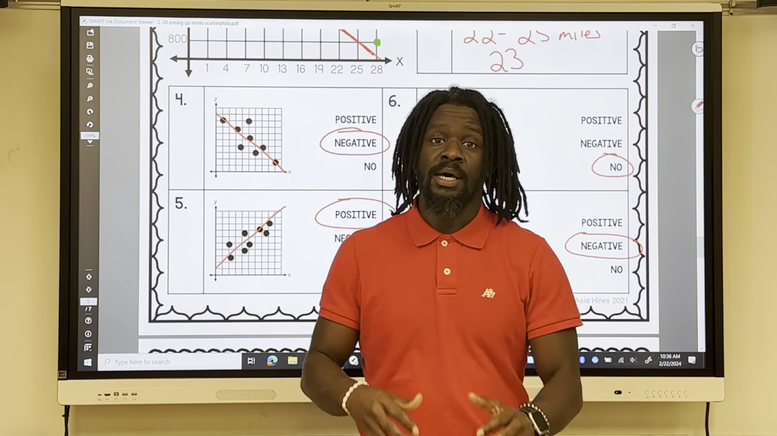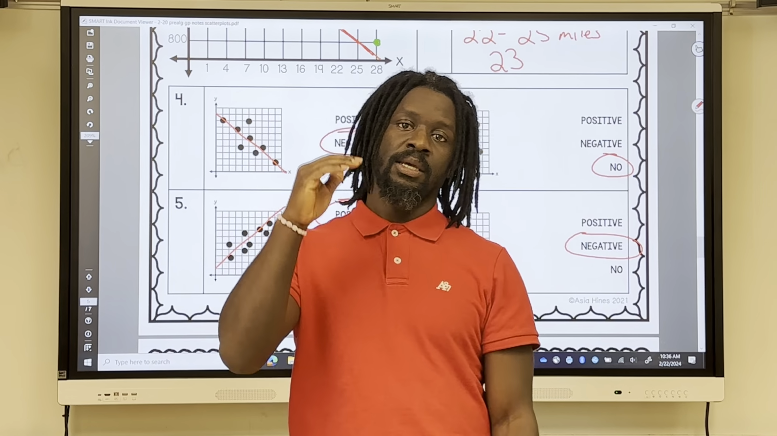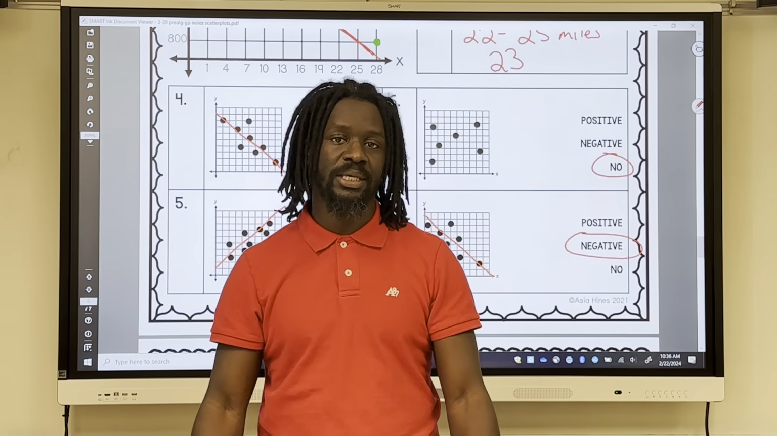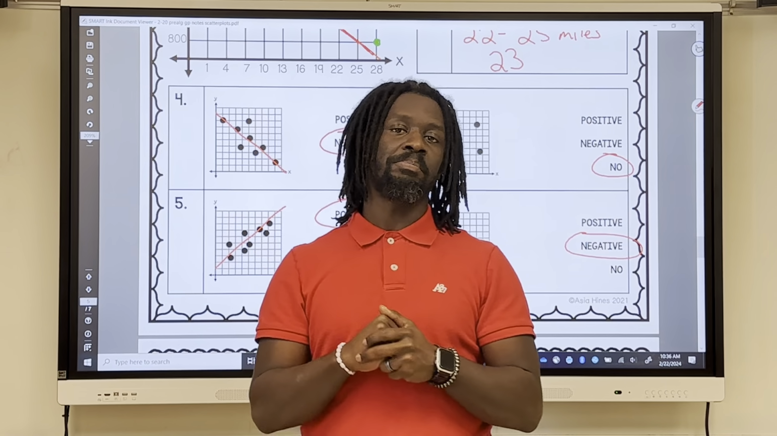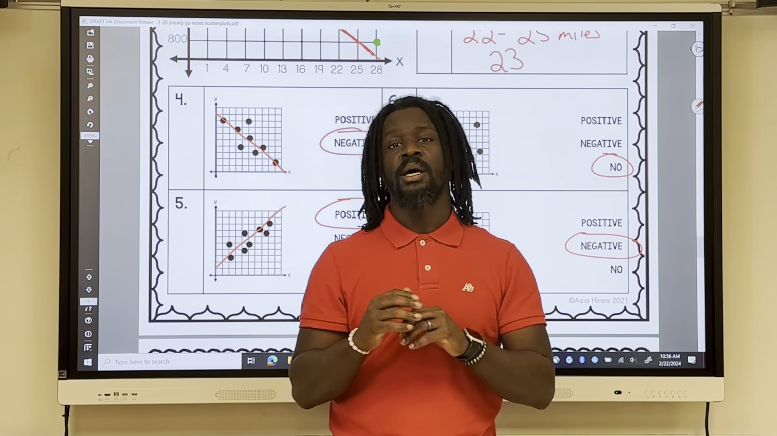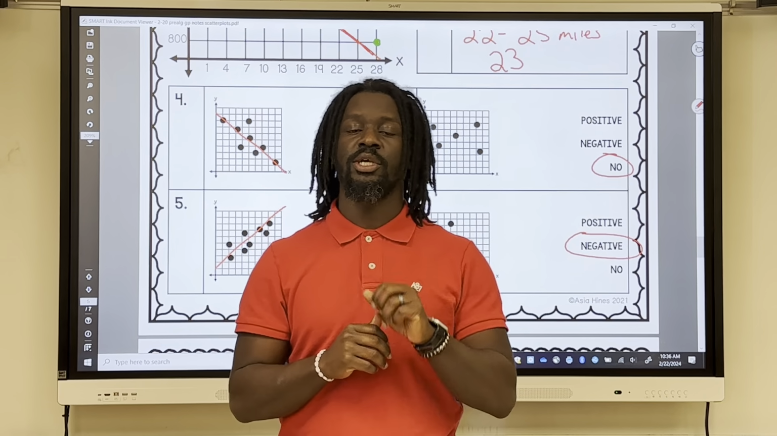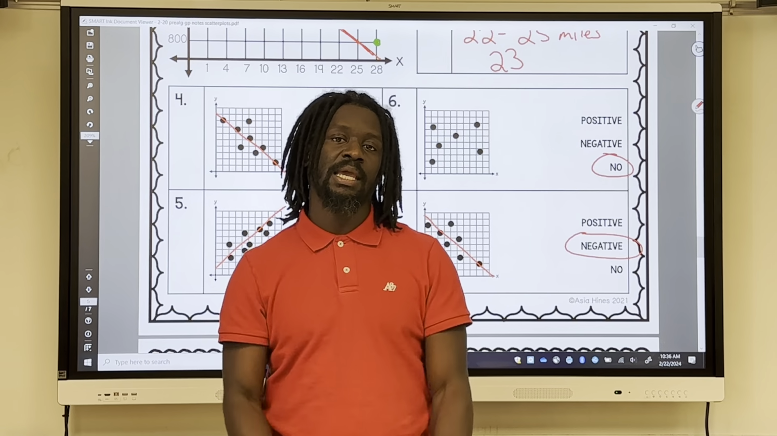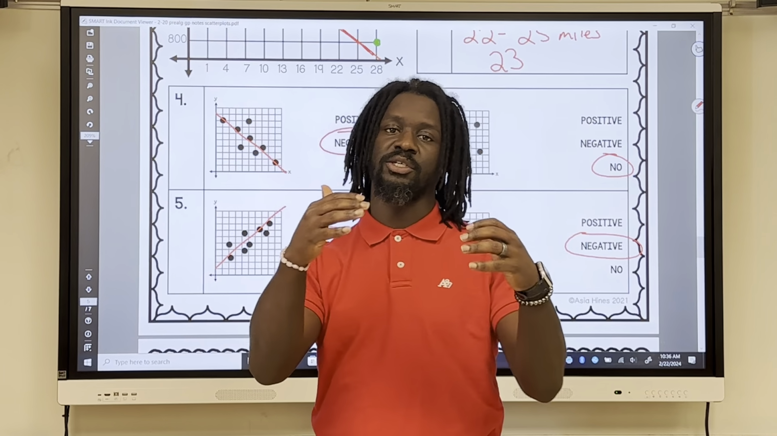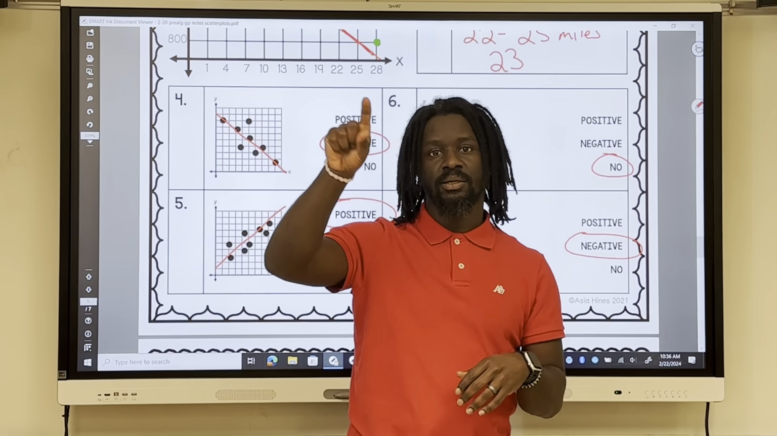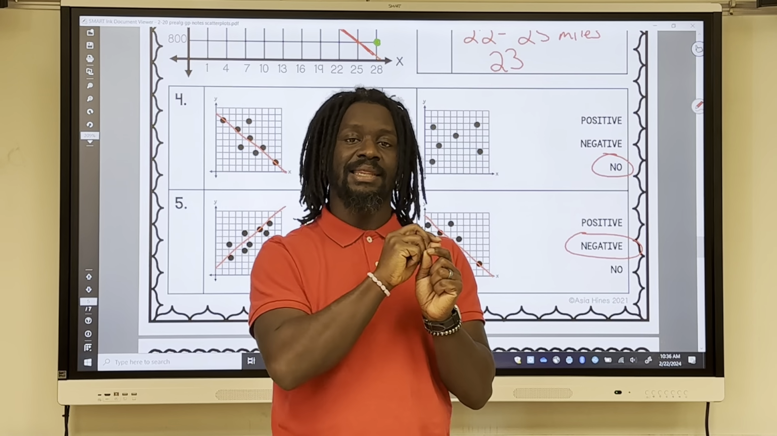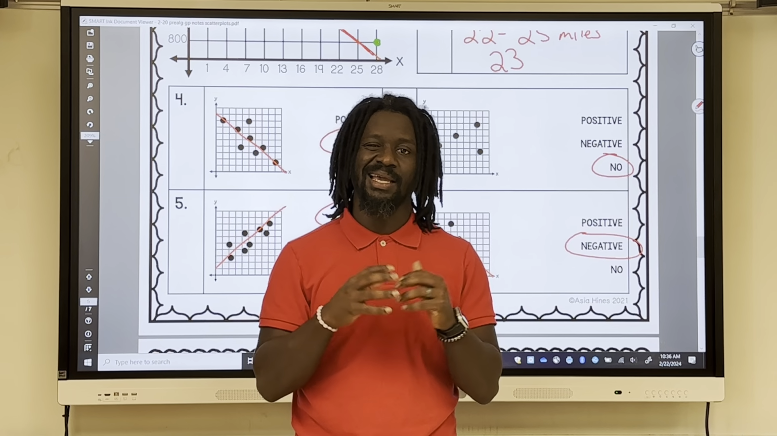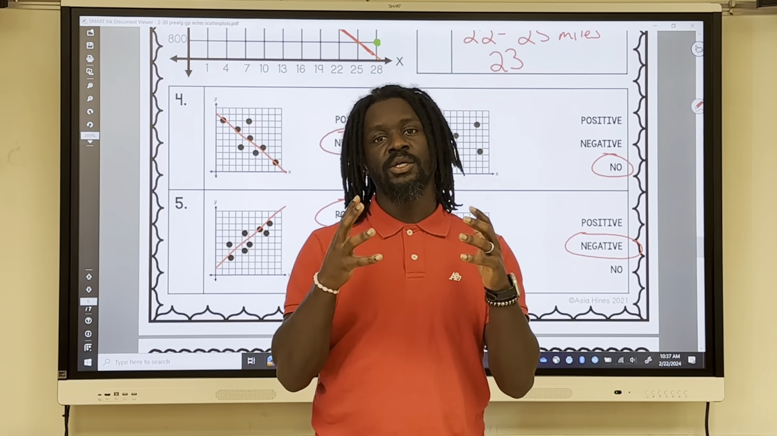So that's it, guys. 3 things we learned today. 1, how to create a scatter plot: just simply plot the points from the data. Secondly, being able to determine whether it has a positive relationship, a negative relationship, or no relationship at all. And then lastly, being able to determine what the line of best fit is, just thinking about what line would go through all of the points about halfway. That kind of shows the relationship of the data.